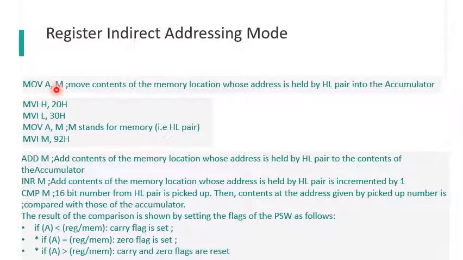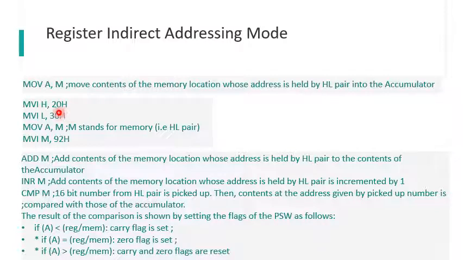MOV A, M. So here the content in the memory location is being moved to the accumulator, right? You also see this program, right? What I have written over here. So what will be the content of the accumulator after this code is executed? Any guesses? Yes, register A will hold the value 25H, and that will be stored at the location 2030, right?